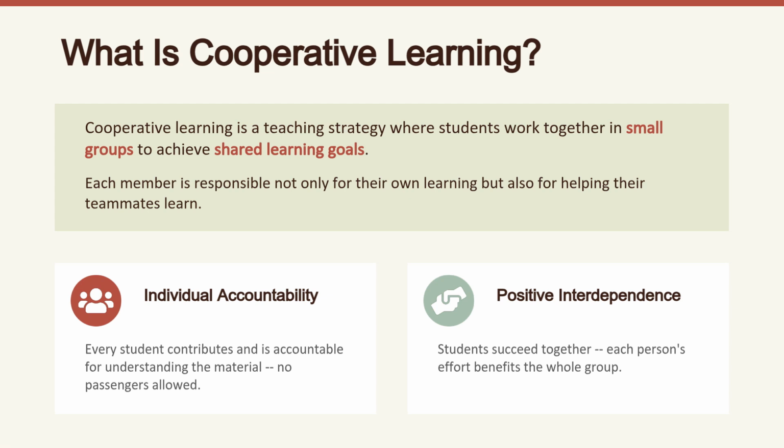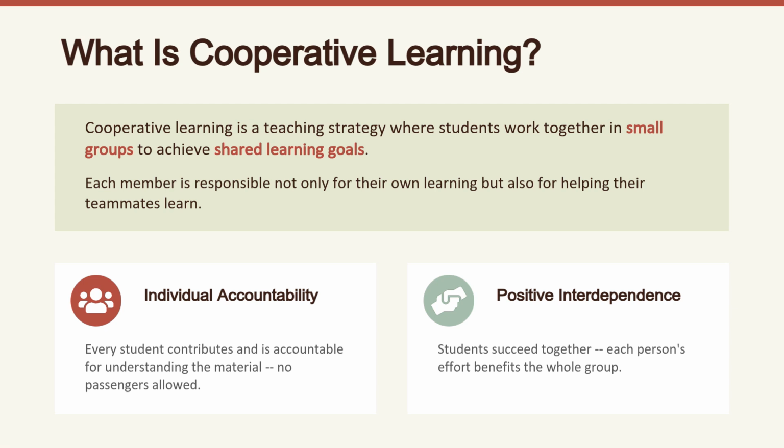At its core, it's when students work in small groups toward a shared goal. But it's not just group work. Two things make it special. First, positive interdependence. Students genuinely need each other to succeed. For example, in a jigsaw activity, each student researches a different piece of a topic, so the group can't complete the puzzle without everyone's contribution.